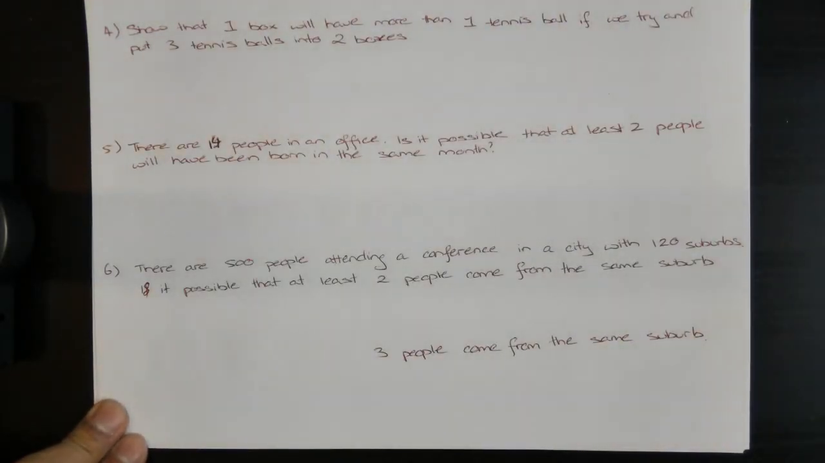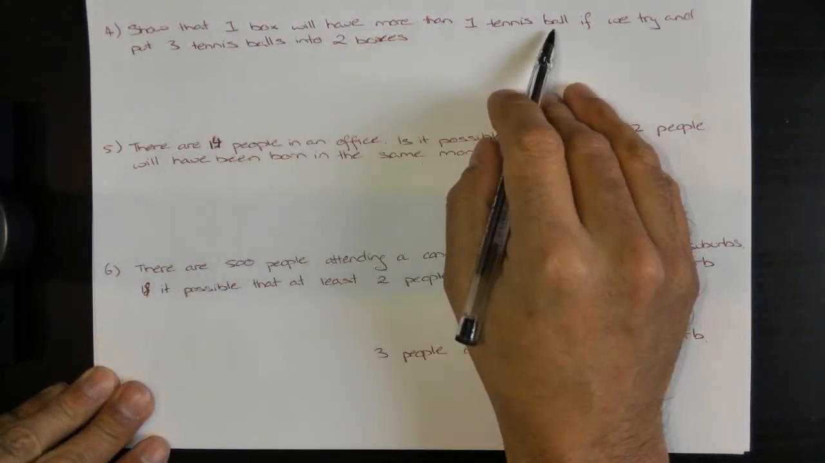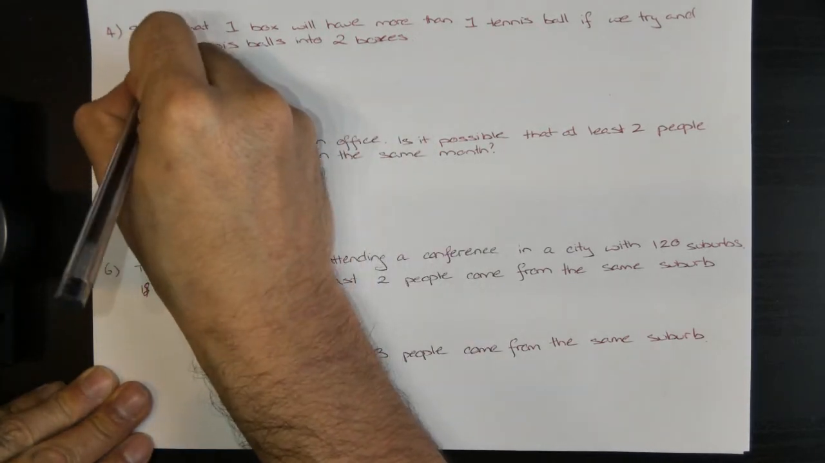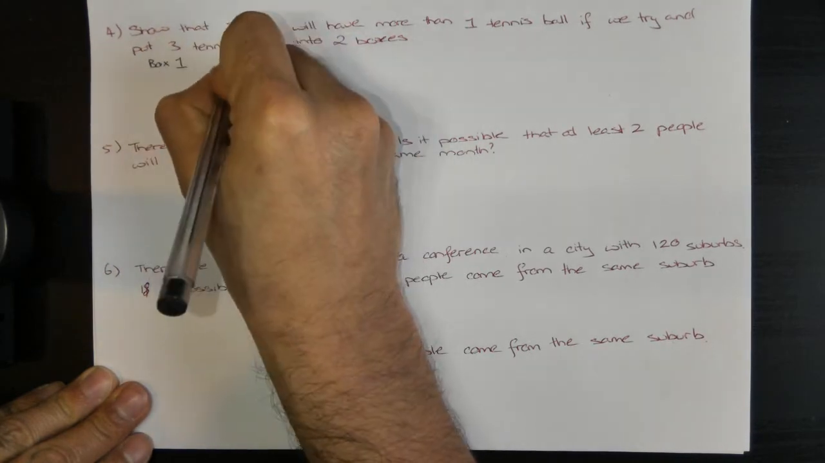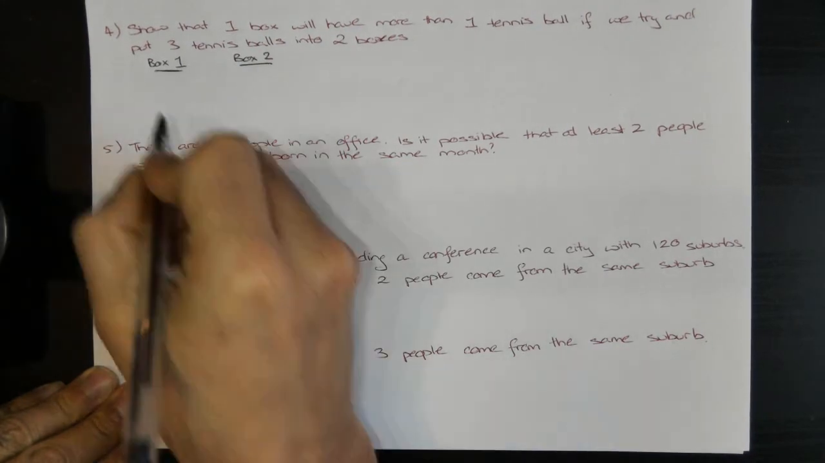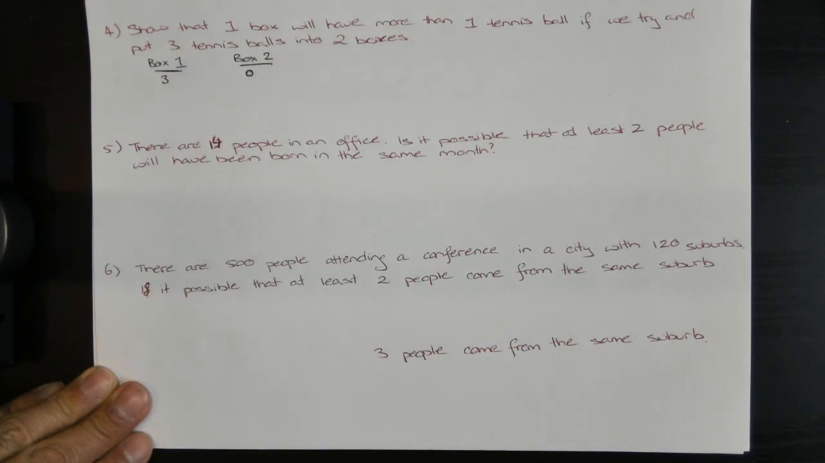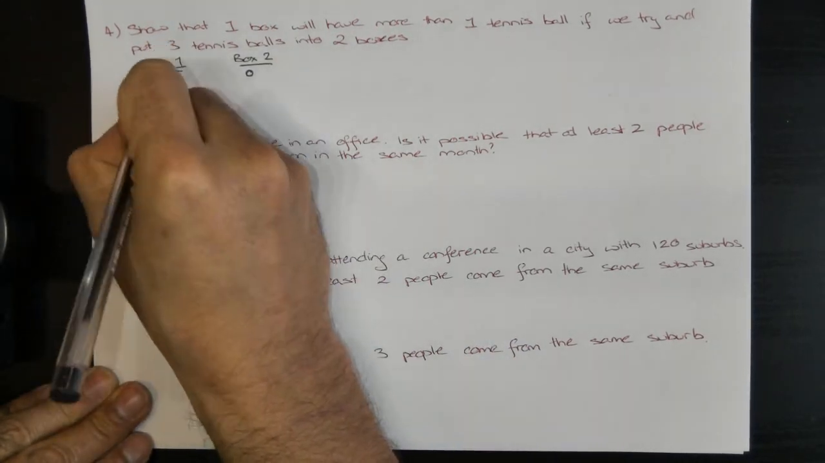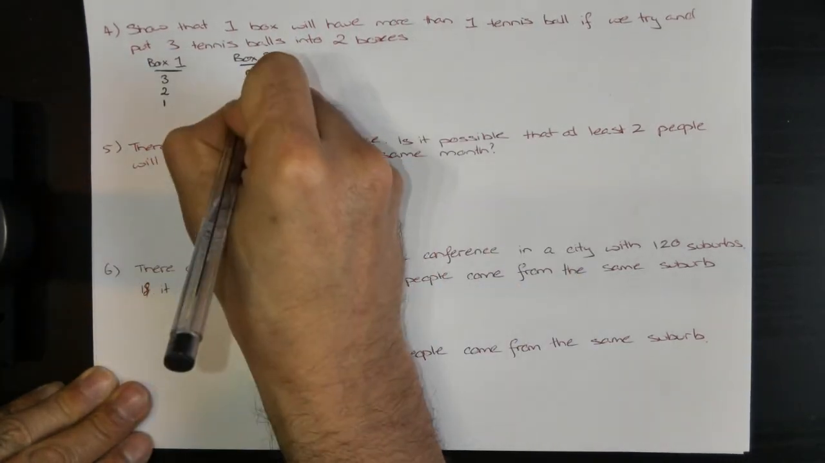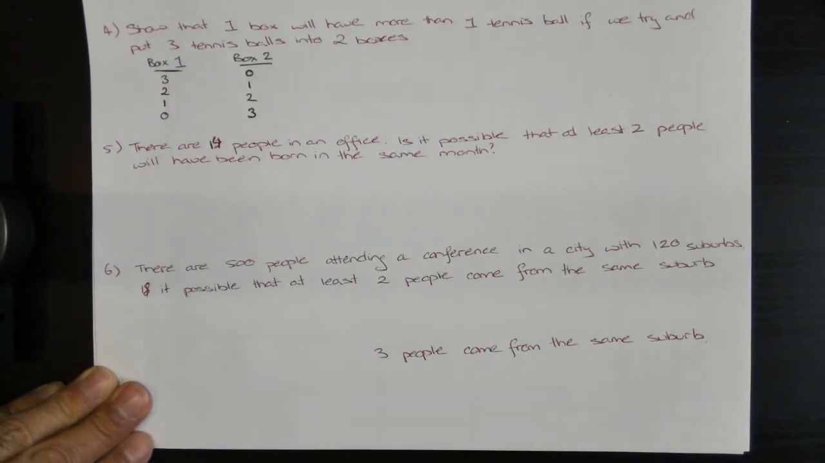Question 4. We want to show that one box will have more than 1 tennis ball if we were to try to put 3 tennis balls into 2 boxes. So let's say we have box 1 and box 2. Okay, so I've got 3 tennis balls. I can put 3 in box 1, and if I did that, none will go into box 2. Alternatively, I could put 2 into box 1 and 1 tennis ball in box 2, or 1 tennis ball in box 1, 2 in box 2, or none in box 1 and 3 in box 2.